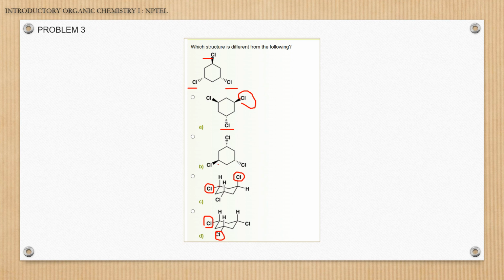Here also B is the same as the structure given, and in option C, two chlorines have the same stereochemistry but the third chlorine has another stereochemistry. It is only option D in which all three chlorines have the same stereochemistry, which is not like the structure which we have mentioned, right? So here option D is correct because this is the only option which has a structure different from what is given here. So option D will be the correct answer.